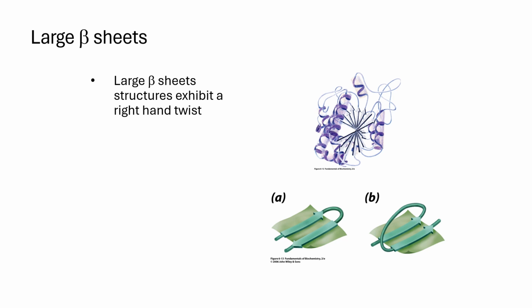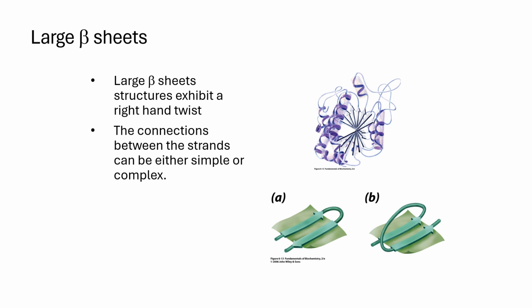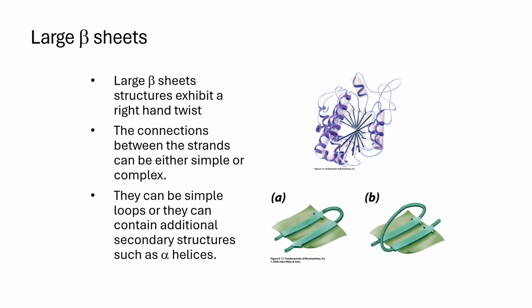Okay, now large beta sheet structures exhibit a right-hand twist to them. Connections between the strands can either be simple or they can be complex. They can be one type, they can be parallel only, they can be parallel and anti-parallel. That would be a more complex version. They can be simple loops, or they can contain additional secondary structures such as alpha helices.